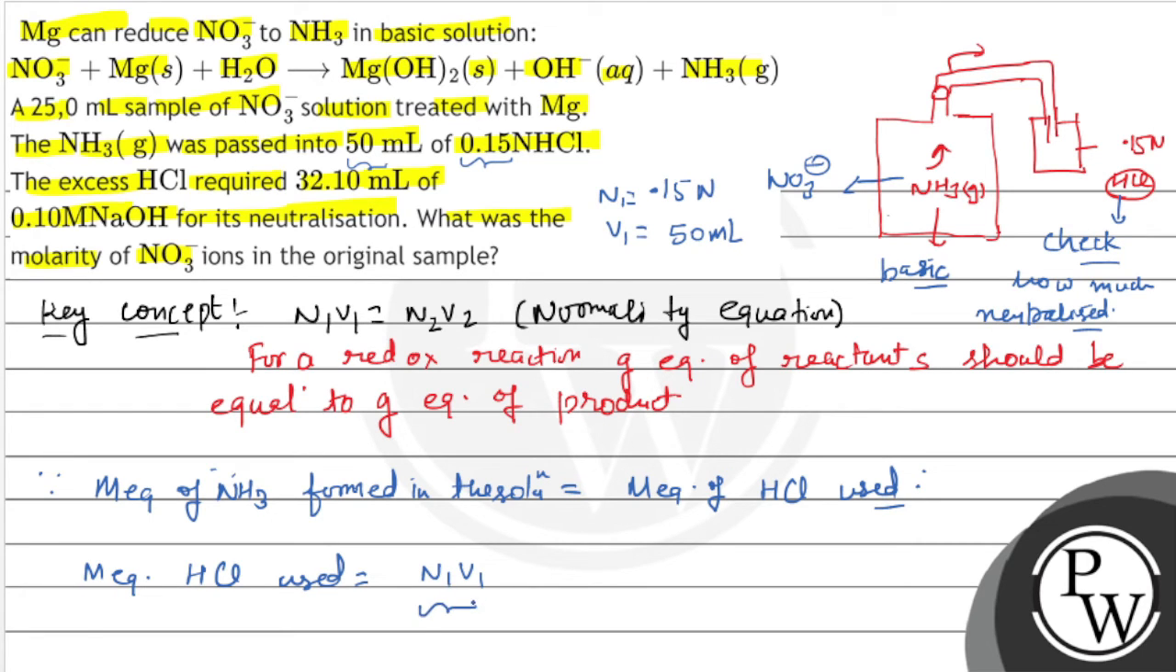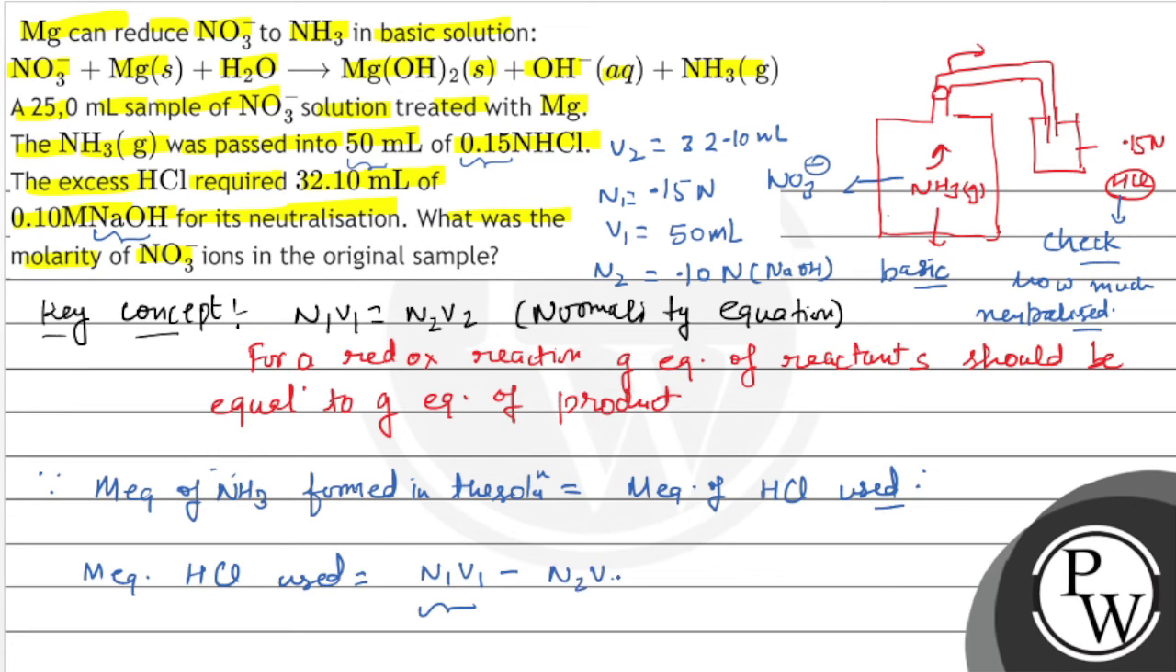These are the total number of gram equivalents, and since we are left with some gram equivalents, like further base is needed to neutralize the remaining HCl, the milli equivalents of HCl neutralized by ammonia will be N1V1 minus N2V2. Let's say N2 is equal to 0.10 normal, this is NaOH, and let's take V2 as equal to 32.10 ml.